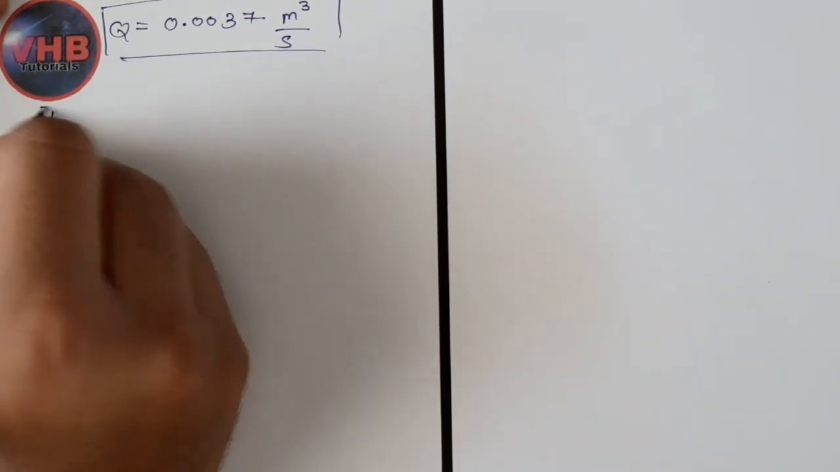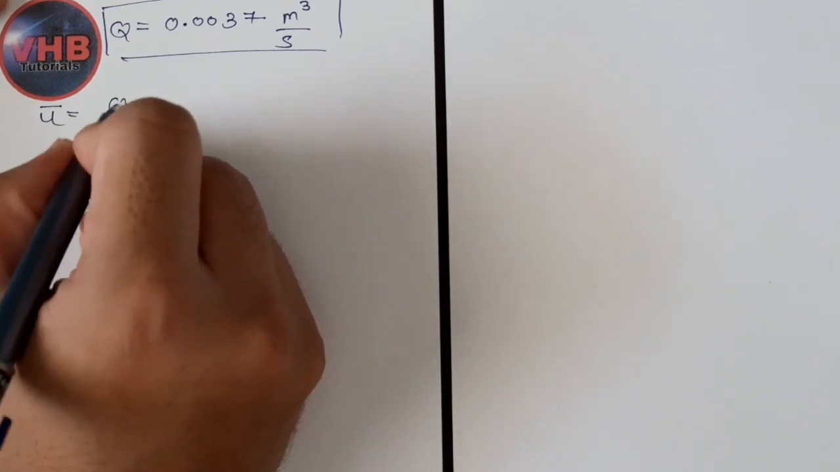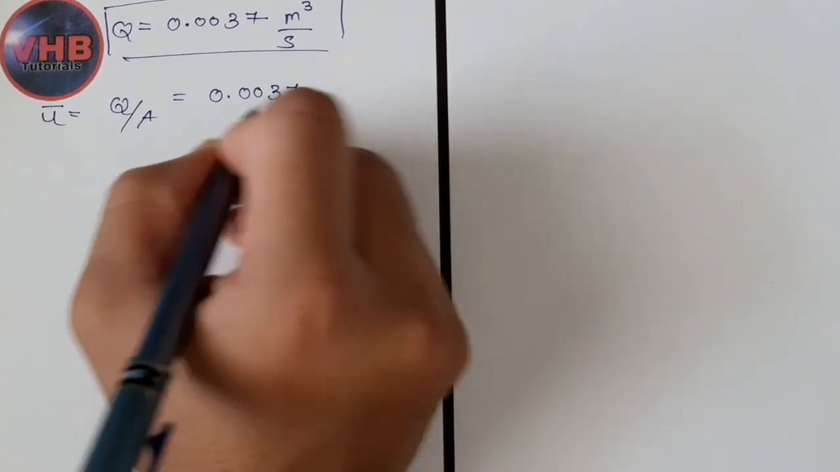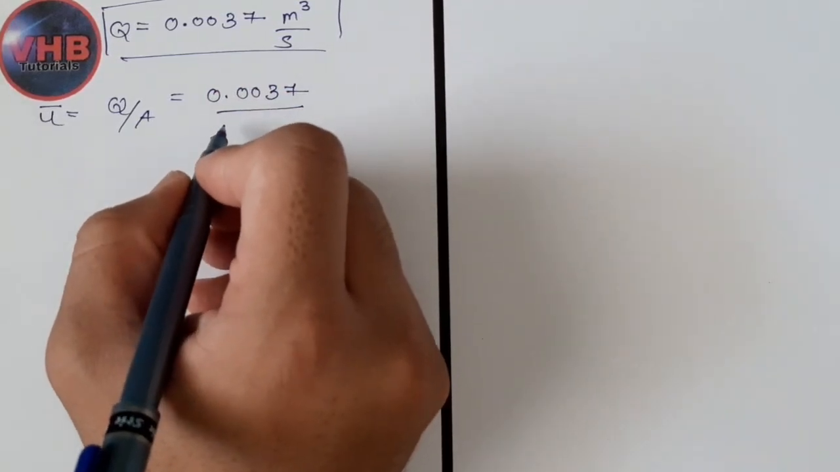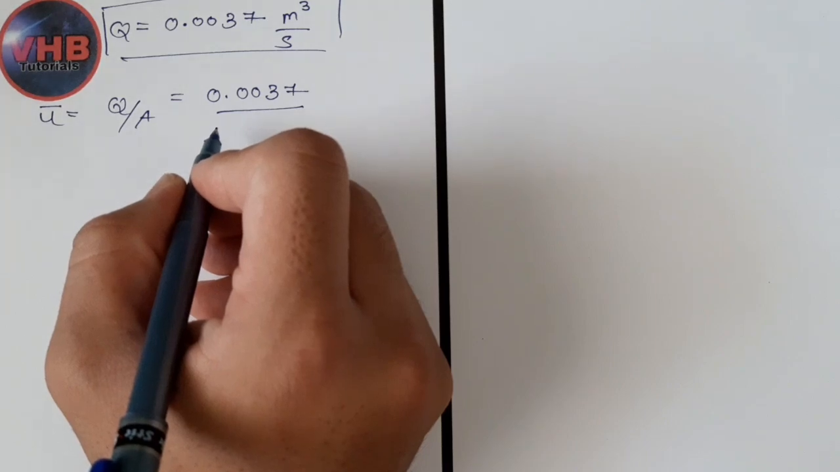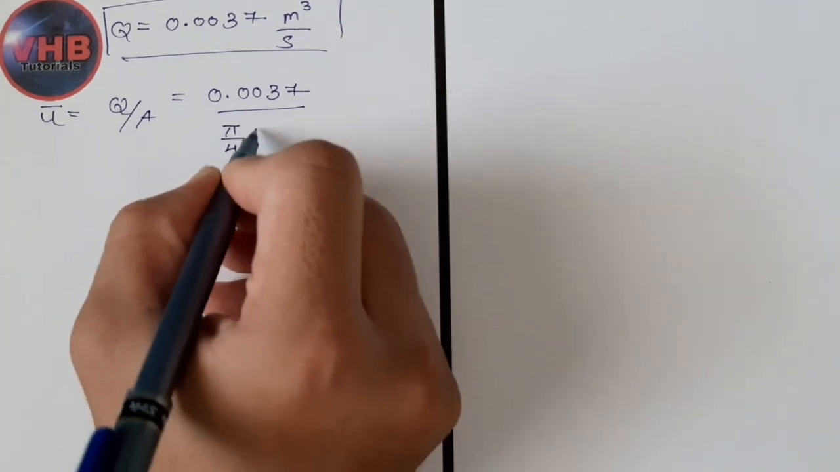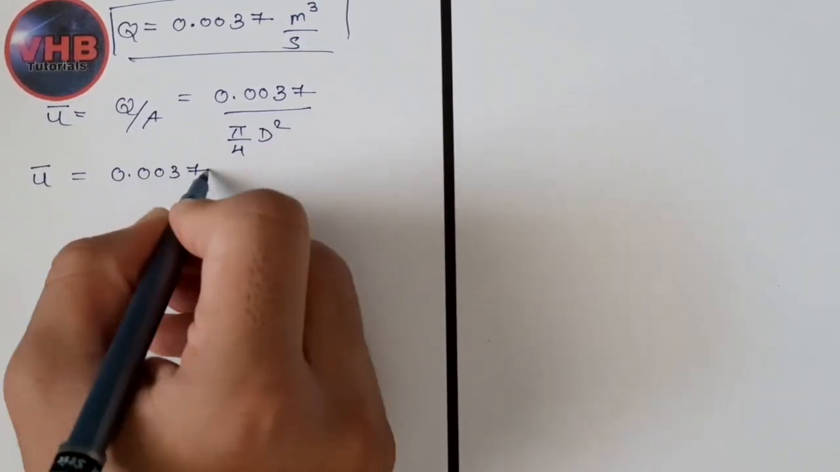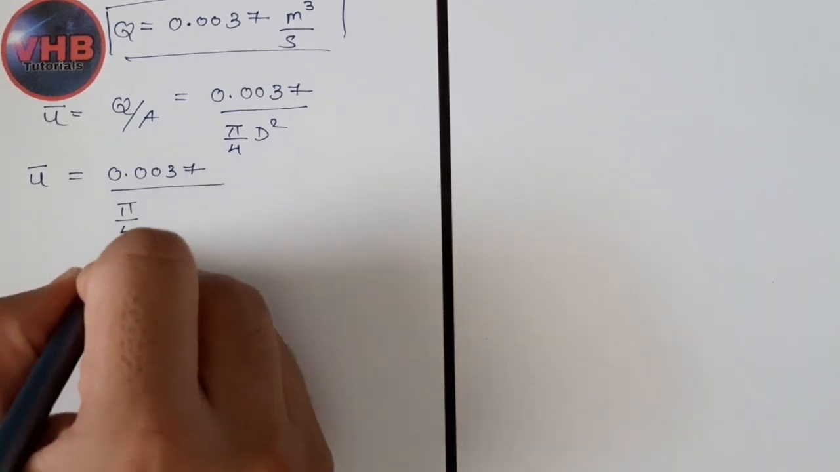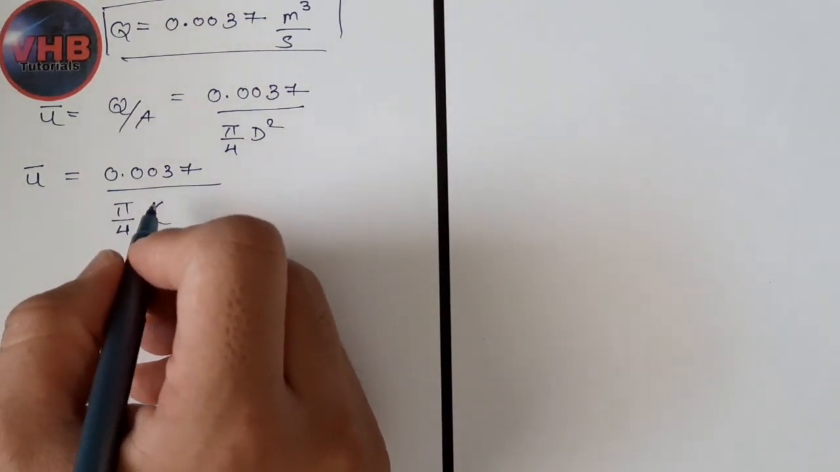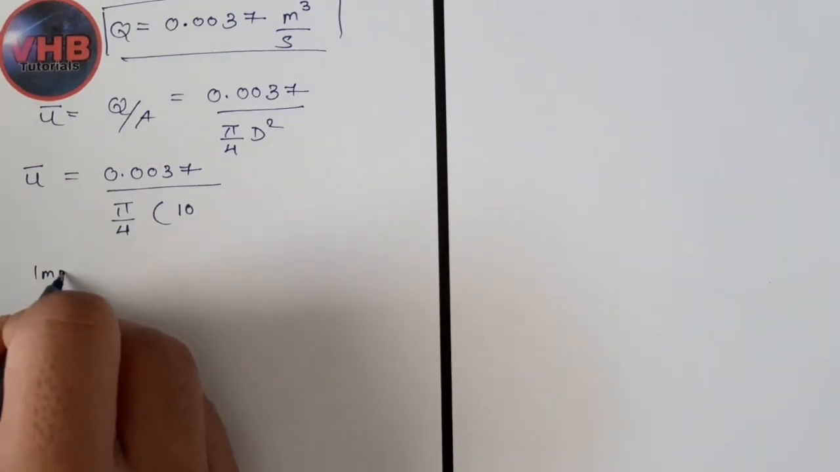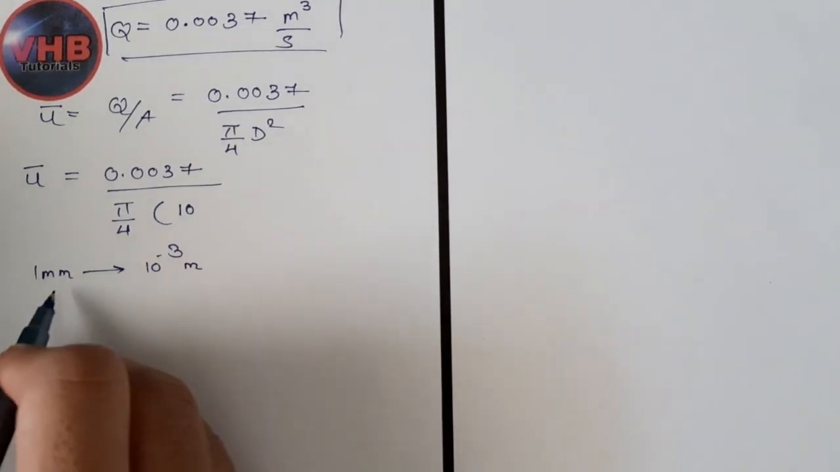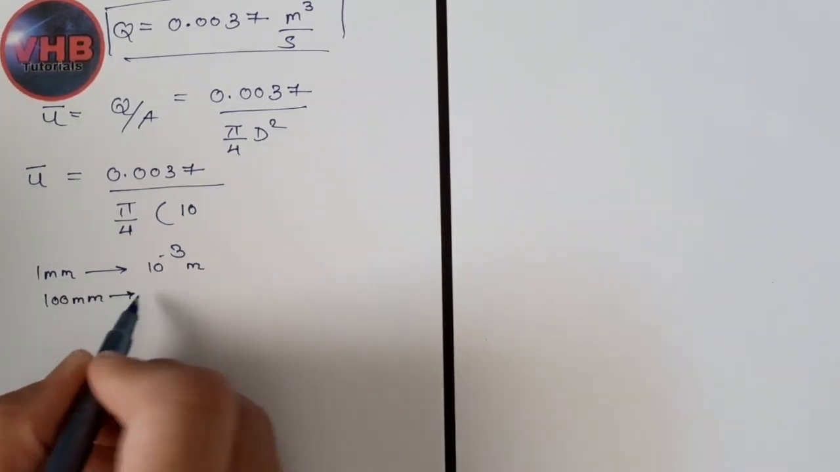We want U bar. So from equation number 1, U bar equals to Q upon A. So what is Q? It is 0.0037 divided by area of the flow. As the fluid is flowing through the circular pipe, the area of circular pipe will be pi by 4 into d square. So U bar equals to 0.0037 divided by pi by 4 into what is the diameter? It is 100 mm. We have to convert it into meter. 1 mm equals to 10 raised to minus 3 meter. So 100 mm is equals to how much meter?